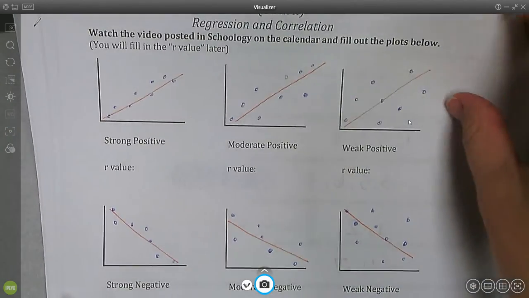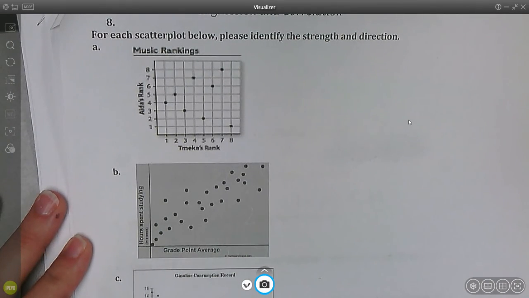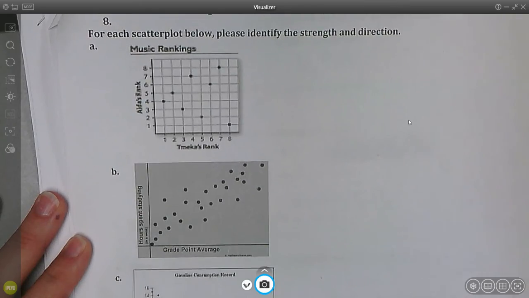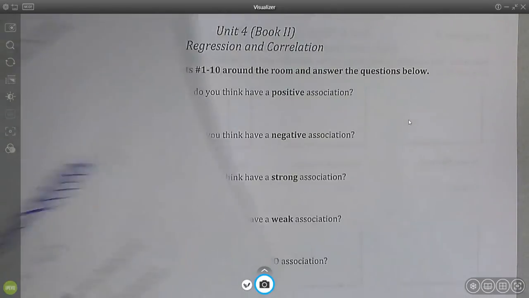So now you are going to do number 8 and number 9. There is a video that goes with 9, and then the last thing you're going to do is complete the IXL link that is in Schoology.